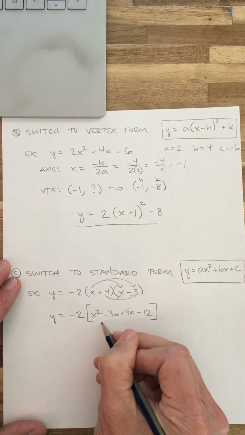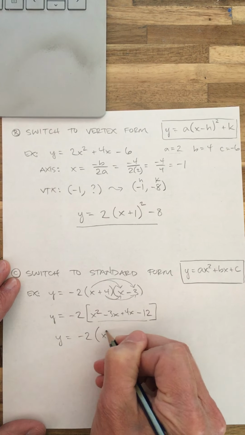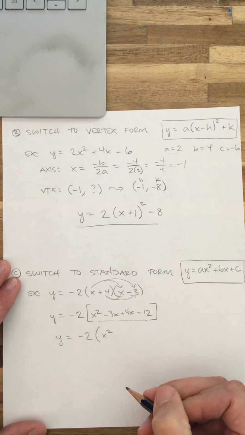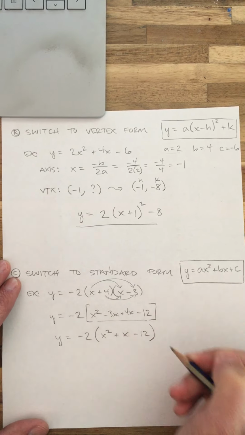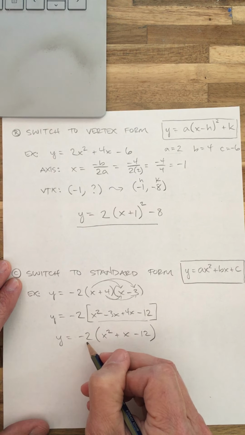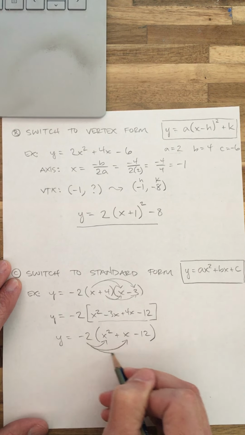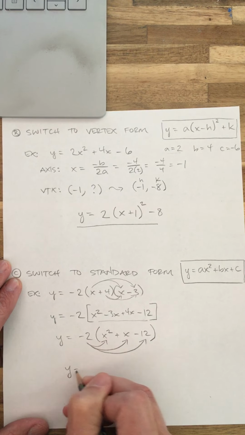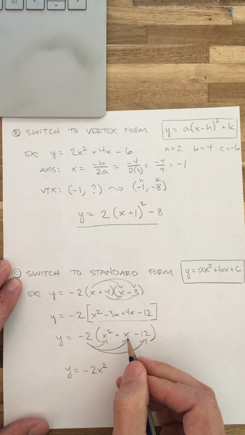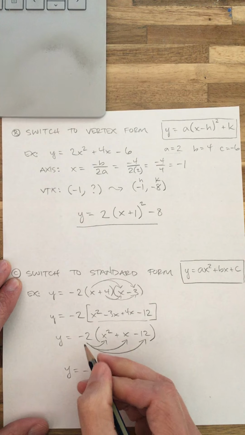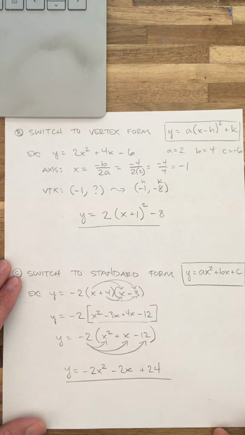All right, now let's simplify this inside, okay? So I get y equals negative 2, and this is now x squared. This is negative 3x plus 4x. What's that? Okay, good. That's plus 1x, so just plus x, and then minus 12. All right? And now, just go ahead and distribute this negative 2 to everything you see in here. To there, and to there, okay? So y equals negative 2 times x squared is negative 2x squared, okay? Negative 2 times x is negative 2x, and negative 2 times negative 12 is positive 24, okay? And there's your answer for that guy.